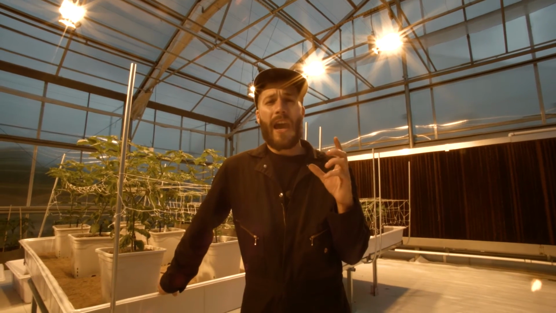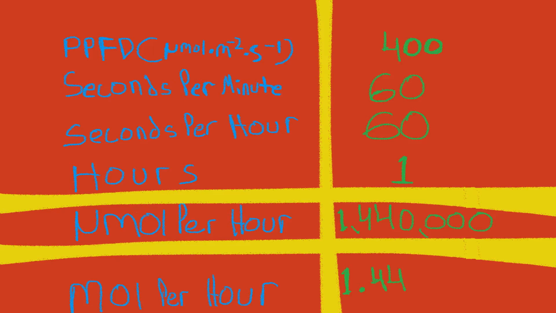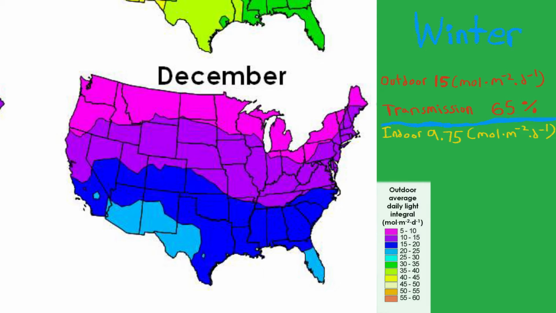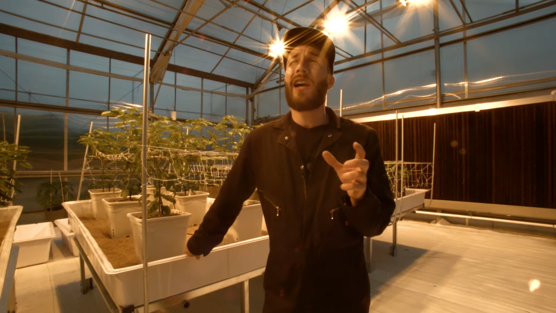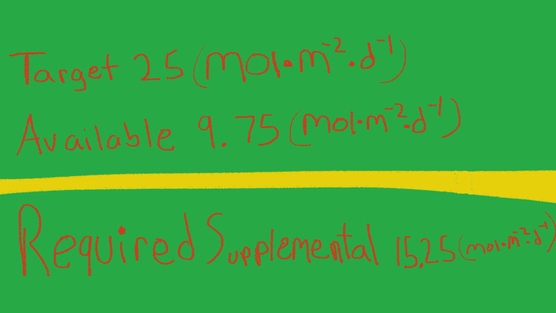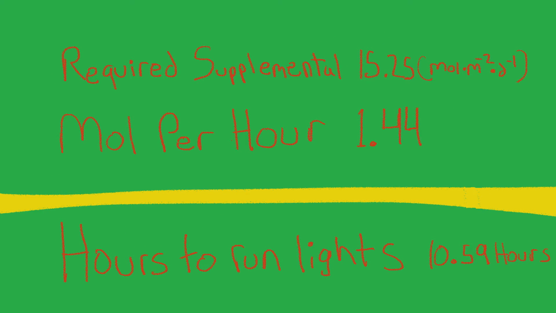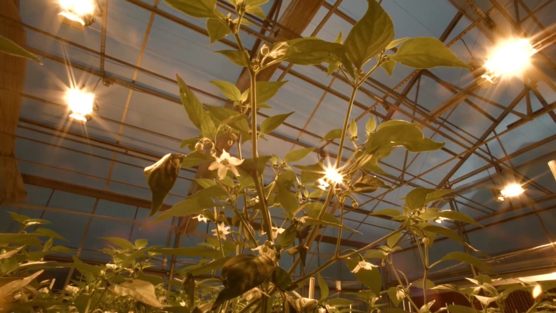Let's just look at how much our lights deliver in 1 hour. If we figured out how many moles the light delivers in 1 hour, and we know how many moles we need on average, let's say in the month of December, where outdoors we're getting 15 to 20, inside the greenhouse maybe we're getting 10 moles, so I need another extra 15 moles. Well, now that I know how much light these deliver per hour, I can figure out how many hours I need to get up to my 25 to 30 moles a day target for these peppers.